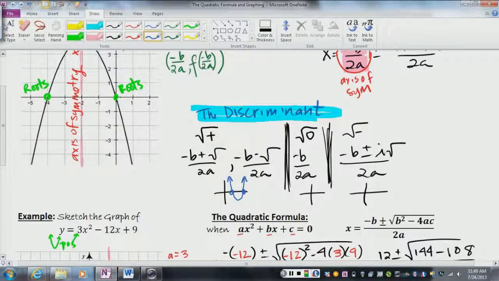If you have one root, you have one x-intercept, which is the vertex. And if you have an imaginary number, you have no x-intercepts. And again, we can determine how many x-intercepts you have based on the value of the discriminant, whether it's positive, 0, or negative.